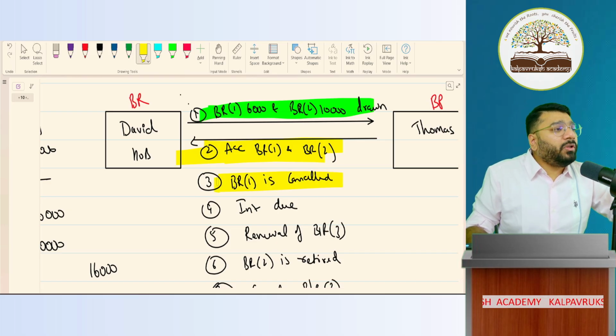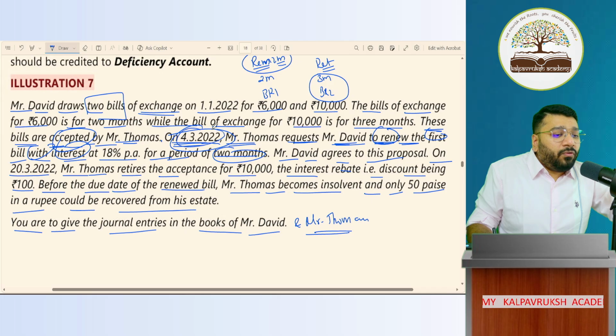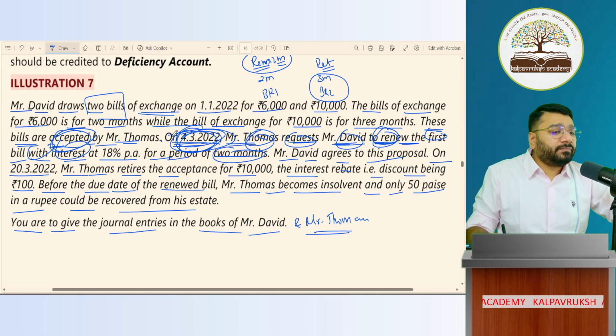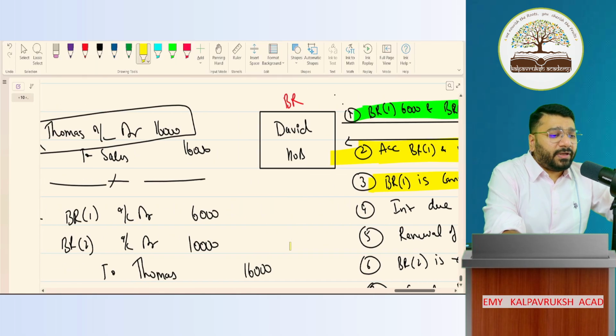Next, what is happening? Go in the order. First bill is accepted. Then what is happening? On 4 March 22, after acceptance, Thomas requests Mr. David to renew. My question is, what is 4 March? Listen very carefully.